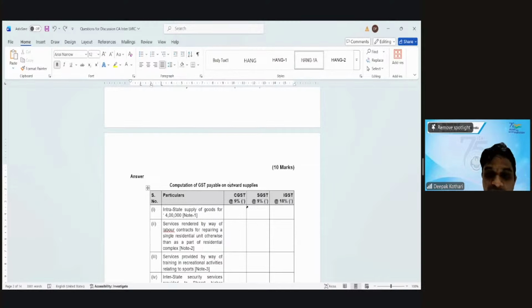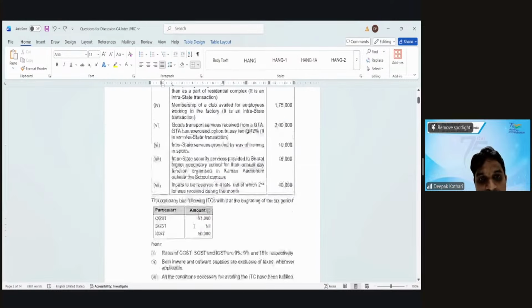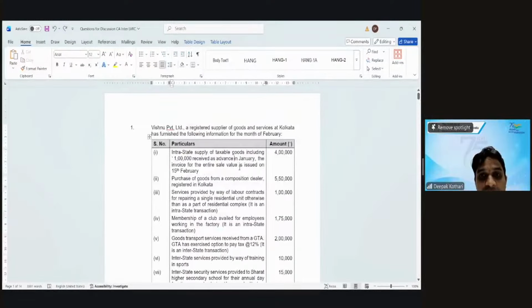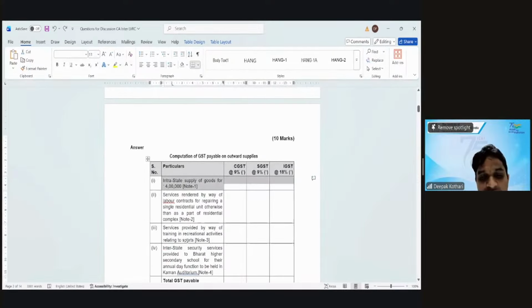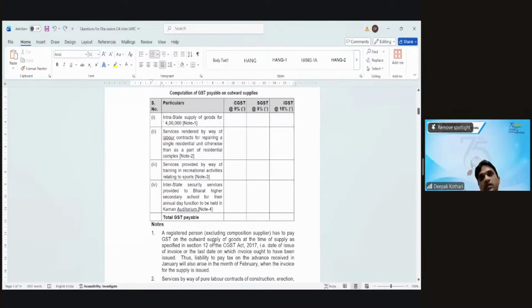So first is computation of GST payable on outward supplies. First is intrastate supply of taxable goods, right? So there is a taxable supply of 4 lakhs. So we will consider this 4 lakh first. Intrastate supply of goods for GST at 4 lakhs. Then if you have any comments, you give it as a note. Note 1 is what I've given. Table, then the notes separately. Give reference to notes so that the examiner will be able to understand.